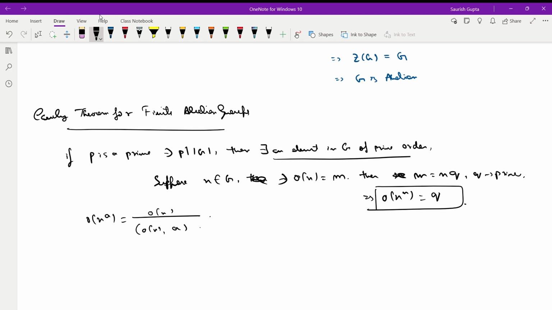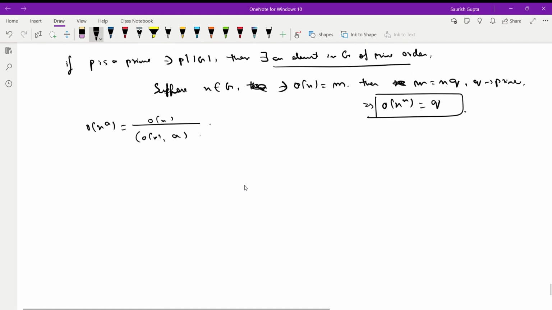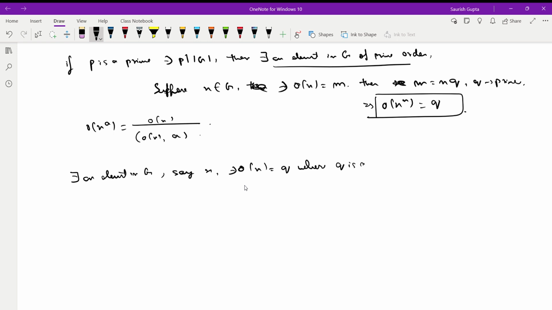If this element has order equal to P, then we are done. So let me write it like this: there exists an element X in G such that the order of X is equal to Q, where Q is a prime. Therefore, if Q equals P, we are done.